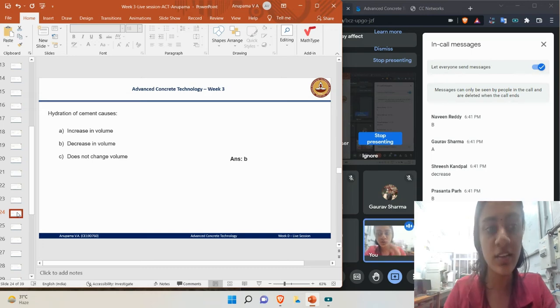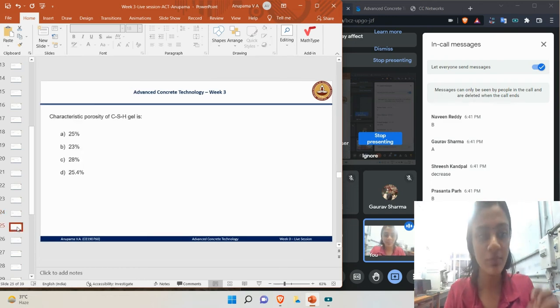Shrinkage also causes a decrease in volume. Even if there is no shrinkage, generally we say A plus B gives C plus D. Here A plus B has a definite volume, and C plus D has a lesser volume than A plus B. The remaining volume is pores in the system. I hope that's clear. So we go to the next question.